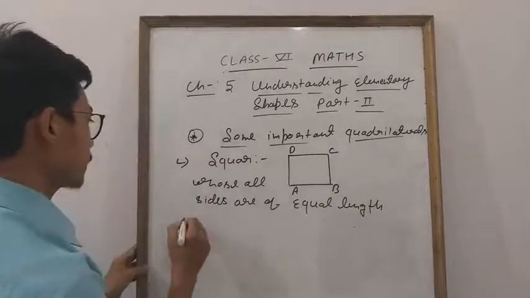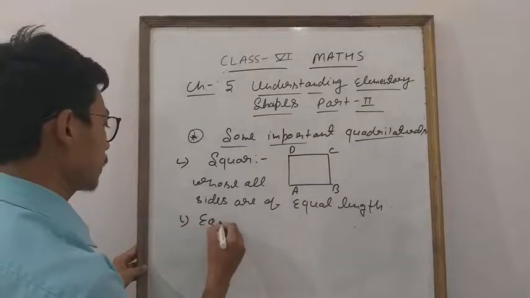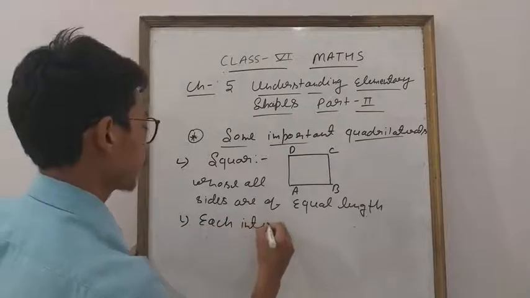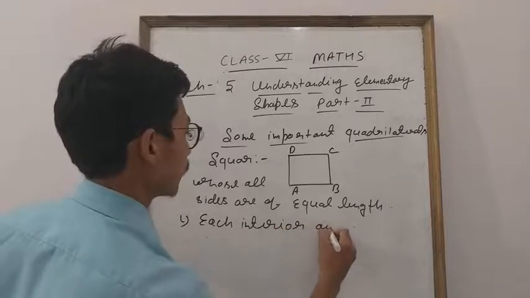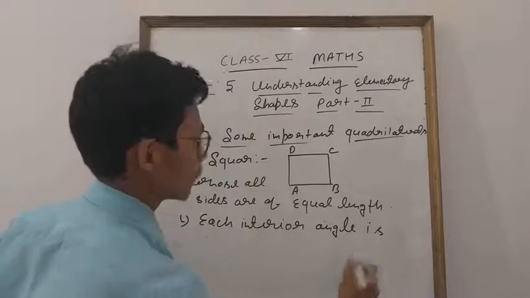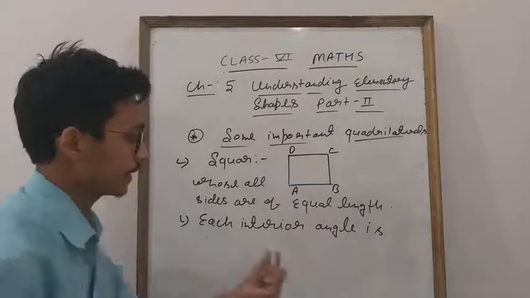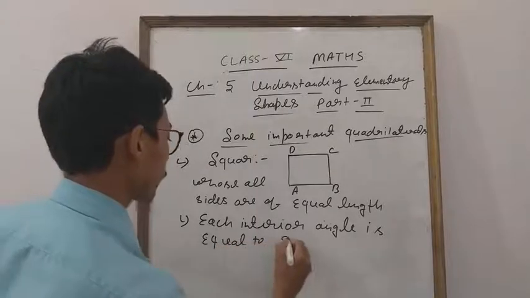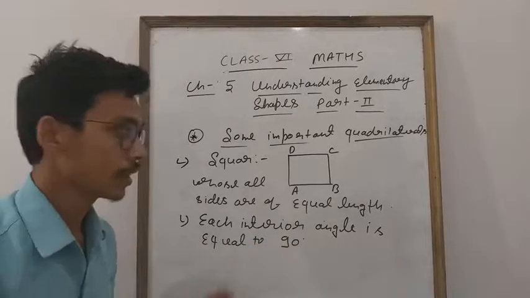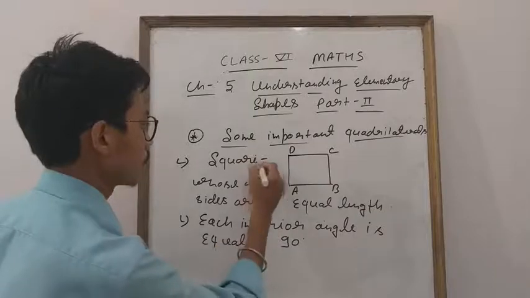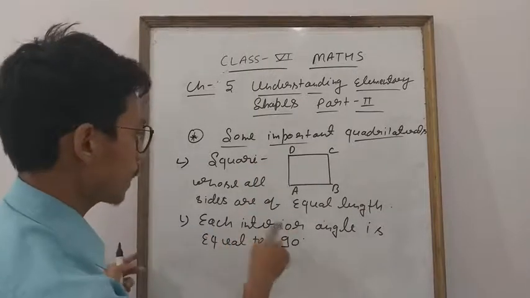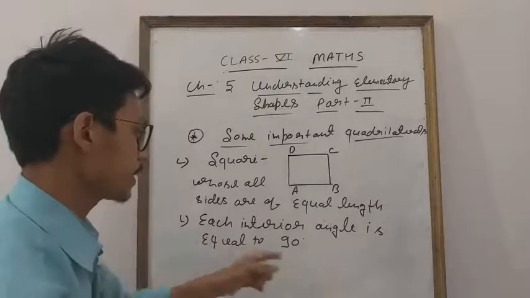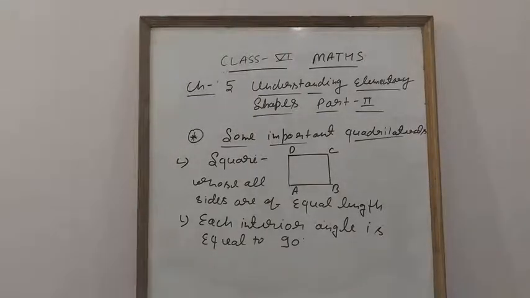And the second thing is that each interior angle is equal to 90 degree. Each interior angle means inside. Okay everyone, this is the square. So square means whose all sides are of equal length, and the second thing is that each interior angle is equal to 90 degree. So this is the basic property of the square, students. You know that very well.